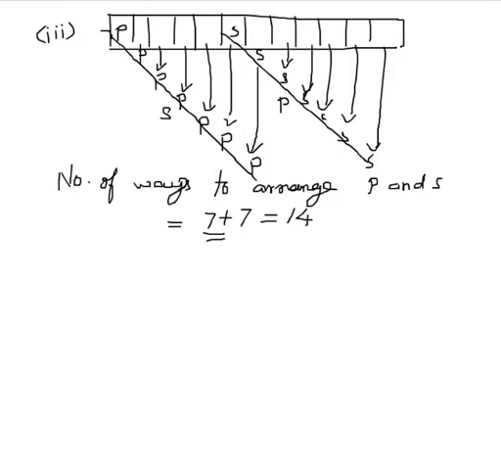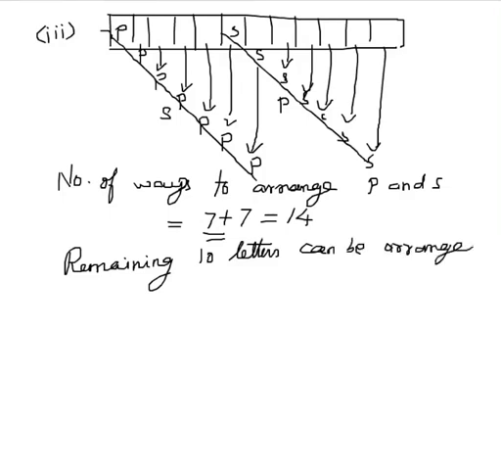And then out of 12 letters, we have arranged 2 letters P and S. The remaining 10 letters should be arranged. Therefore, remaining 10 letters can be arranged in 10 factorial by 2 factorial. What is this 2 factorial for? For 2 T's.